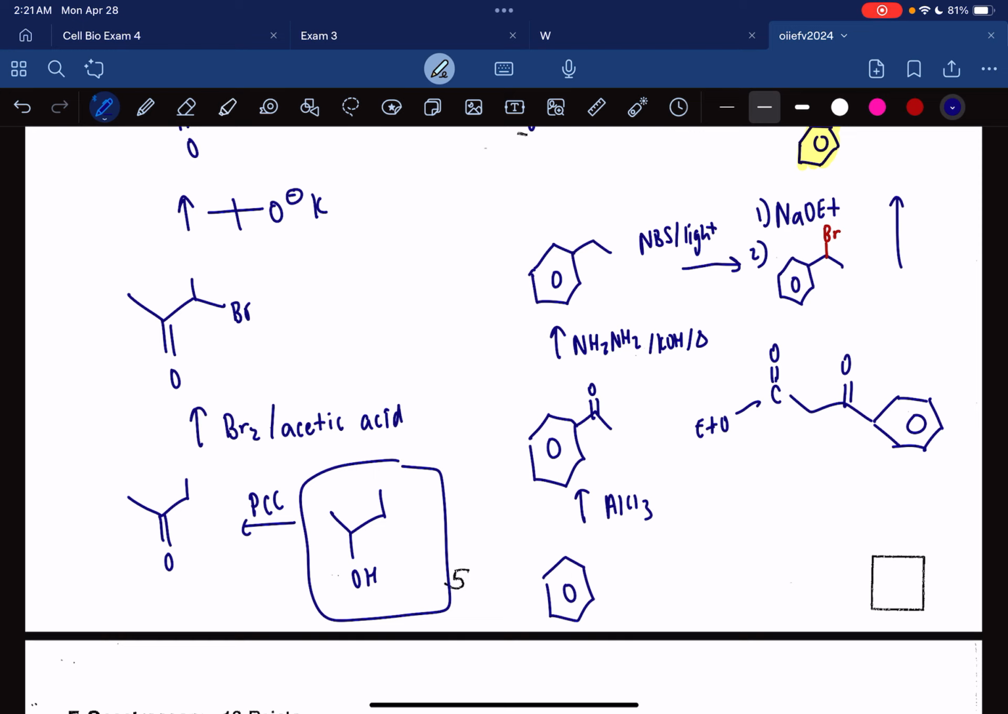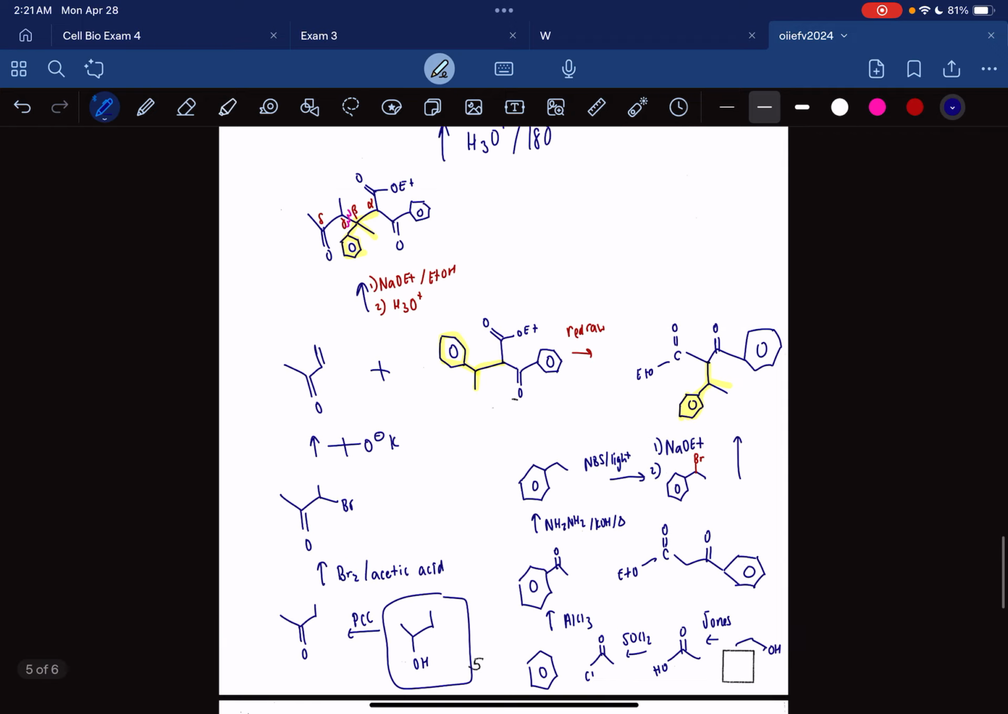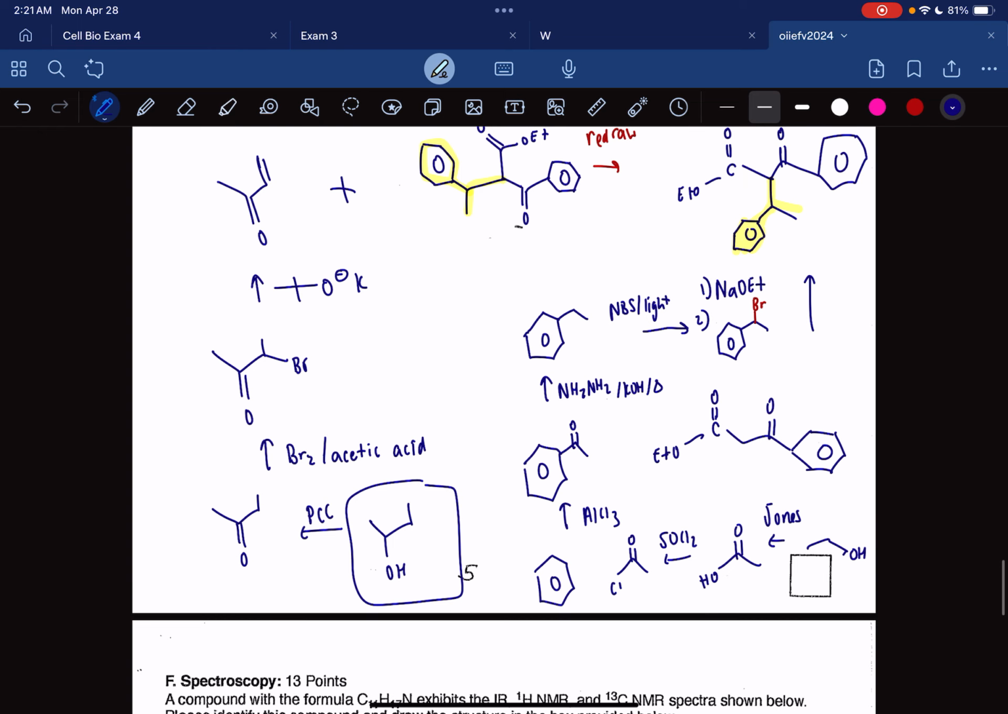So you can do a benzene plus an acyl chloride, like this. Well, how do you form this? You need to do SOCl2 on a carboxylic acid. And how do you form a carboxylic acid of 2 carbons? Well, you have an alcohol of 2 carbons, and you hit that with Jones. So far, we've made 2 out of the 3 pieces.